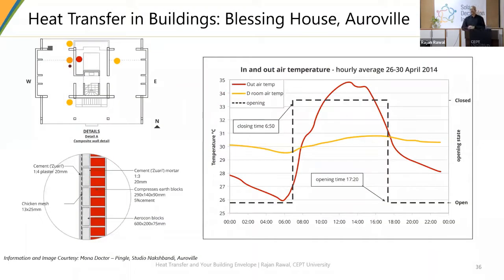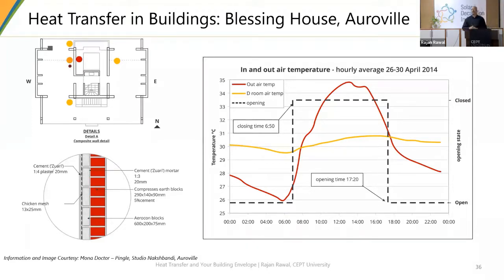And the last slide is one of the buildings in Auroville, Blessings House, which we were monitoring with one of our colleagues, Mona Doctor. It's a very small house, four rooms, two rooms on the ground floor, two rooms on the first floor, but a very innovative way of managing thermal mass and insulation.